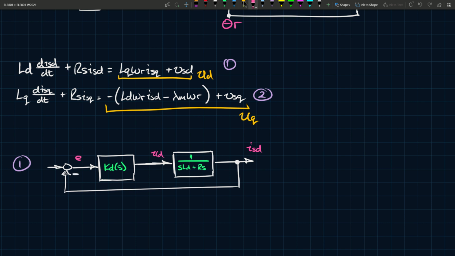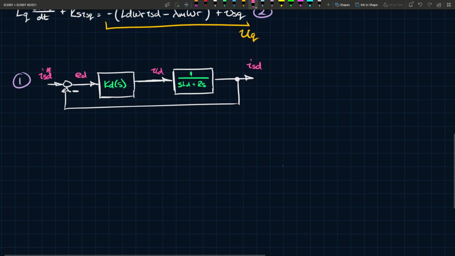We can call this difference ED, and we can call this signal here ISD star. So that's the reference you're giving to the control loop or to the machine, whatever you want to call it. And that comparison obviously results in some error, and then you get some signal UD that you should have. You feed that to your plant, and then you can go about it that way.